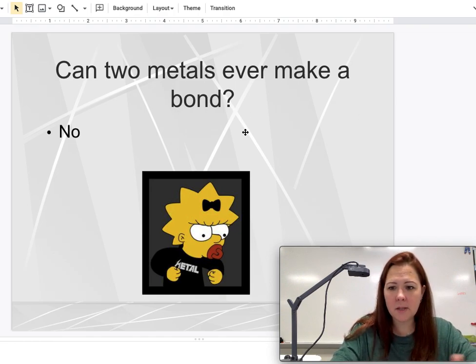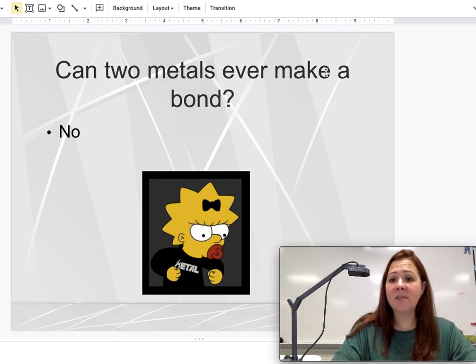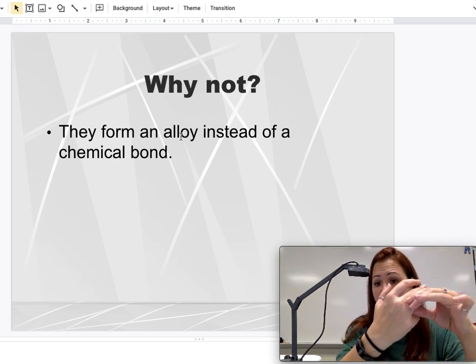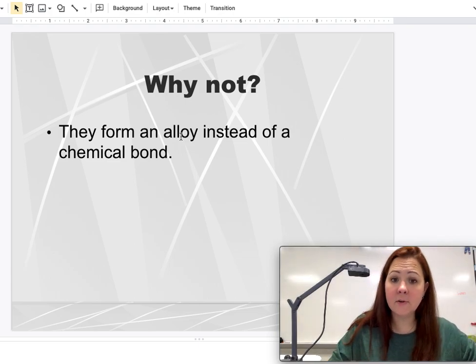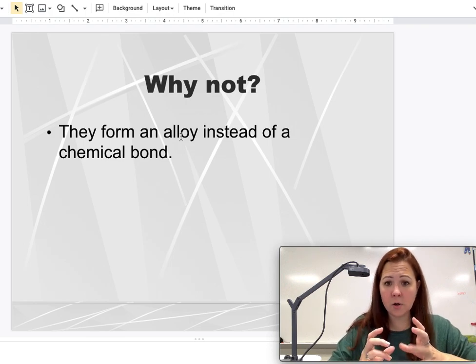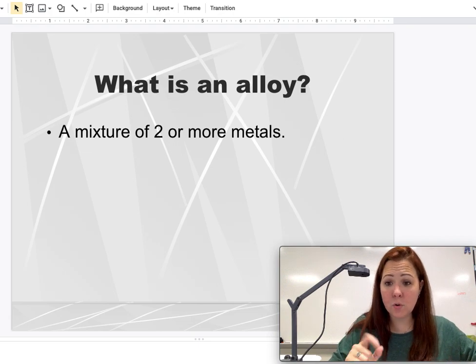Because of their metallic characteristics, if you put 2 metals together, they will not react. All that they do is they make a mixture. And with that mixture, it's actually a special name called an alloy. So like my ring right here is made out of sterling silver. Sterling silver is not pure silver, it's actually a mixture of different metals that they mix together to make the silver stronger.